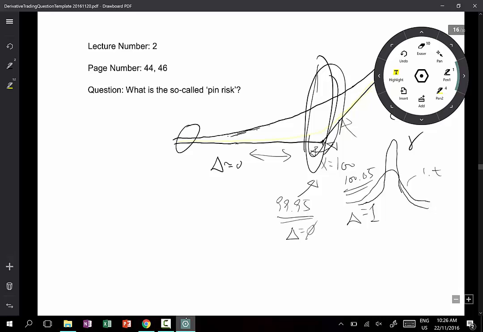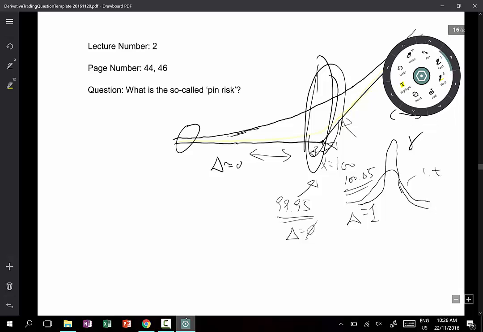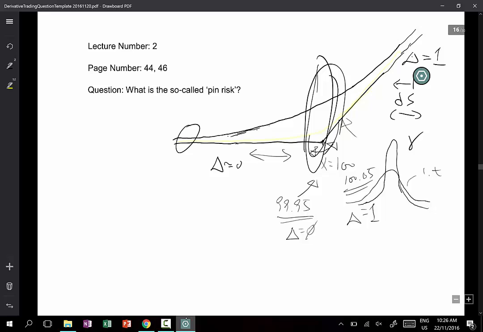And that is what's known as pin risk. Pin risk is when you are very, very close to expiry and the spot price is hanging around your strike, hovering and flip-flopping in or out either side of the strike, and then your delta is switching from no delta to full delta to no delta to full delta. So you don't really know how to hedge it.